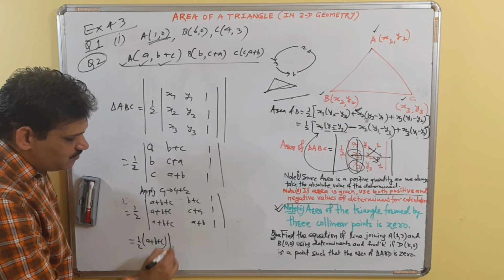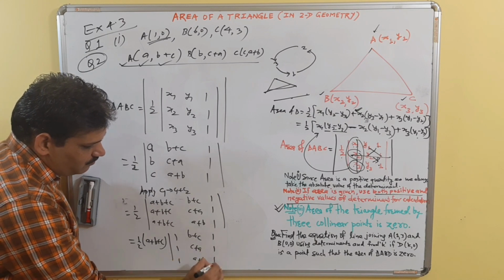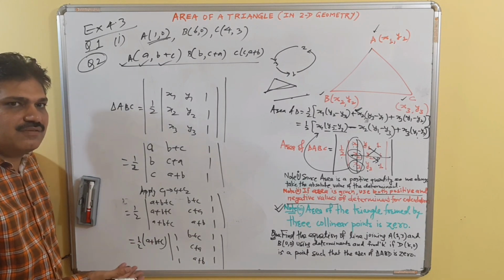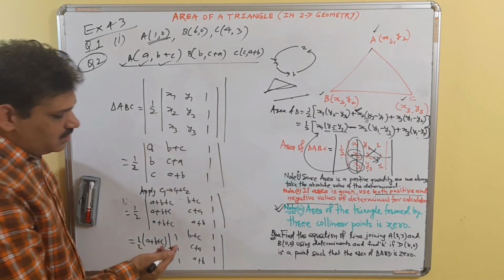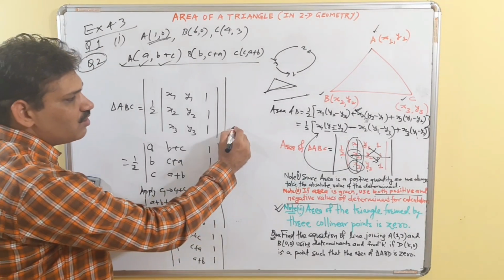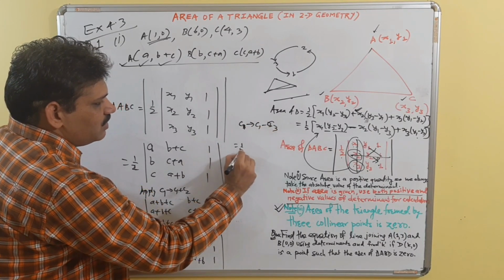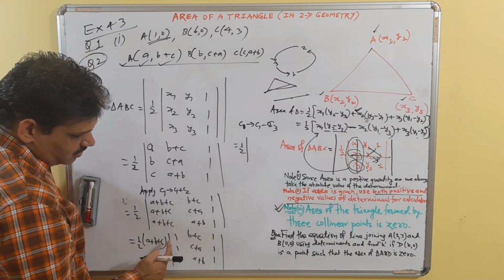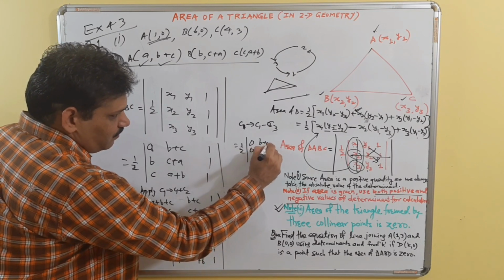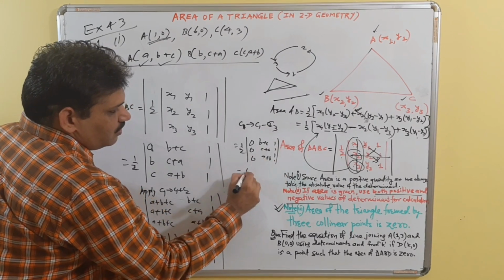So half of A plus B plus C times the determinant with rows 1, B plus C, 1; 1, C plus A, 1; 1, A plus B, 1. Since these two columns are identical, the value of this determinant is 0. So you simply write here C1 and C3 are identical, so the value is 0, or simply you apply C1 becomes C1 minus C3. As soon as you apply C1 becomes C1 minus C3, this minus this is 0, this minus this is 0, this minus this is 0, giving 0, 0, 0, B plus C, C plus A, A plus B, 1, 1, 1. It's 0.